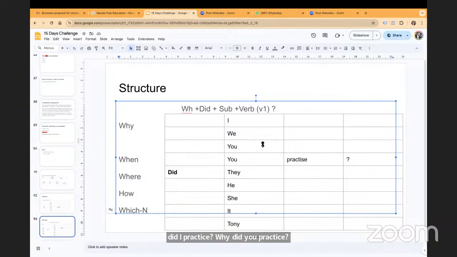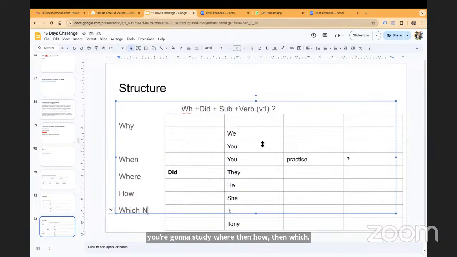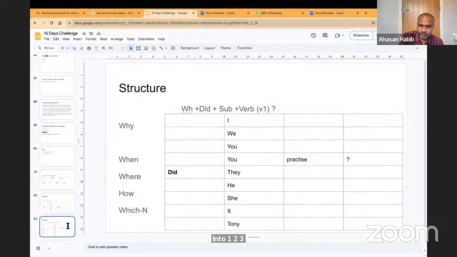Where did I practice? Where did you practice? Where did he practice? Where did she practice? How did I practice? How did you practice? How did he practice? How did she practice? Which language did I practice? Which language did you practice? Which language did they practice? Which language did he practice? Excellent. Thank you.